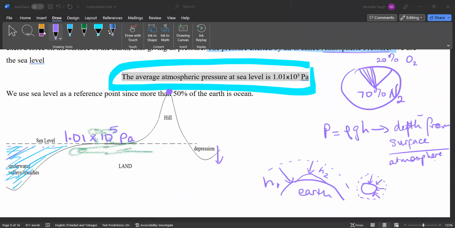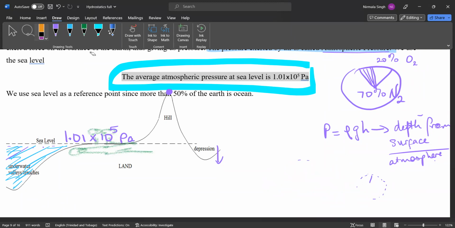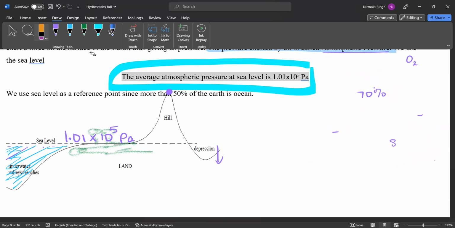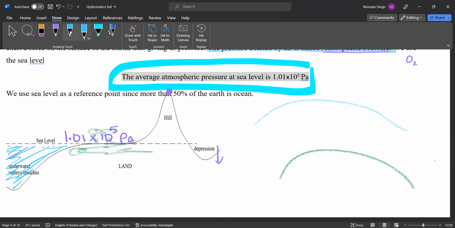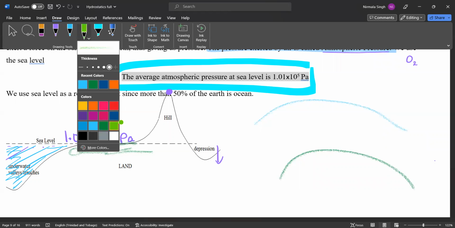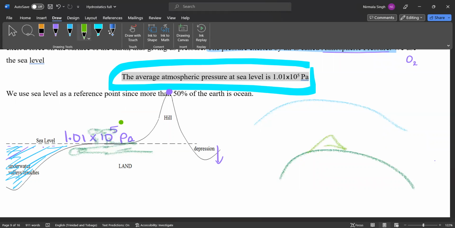If I were to have the Earth, remember I said pressure is equal to rho GH. Rho is constant, G is constant, H is what is making our difference. All right, so this is the surface of my planet. This is the top of my atmosphere. This is my mountain. Obviously, it's not to scale.